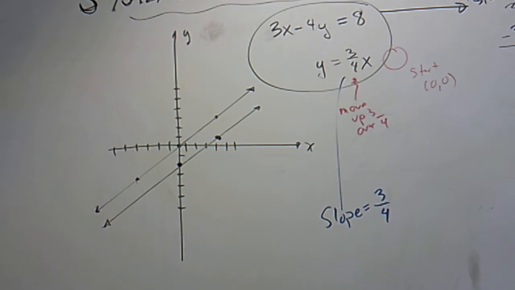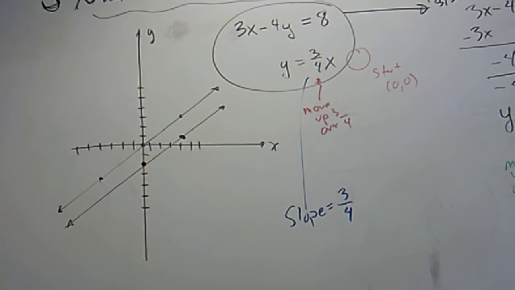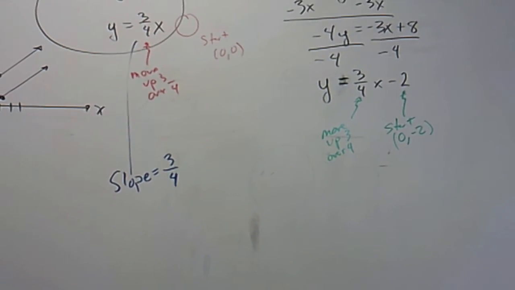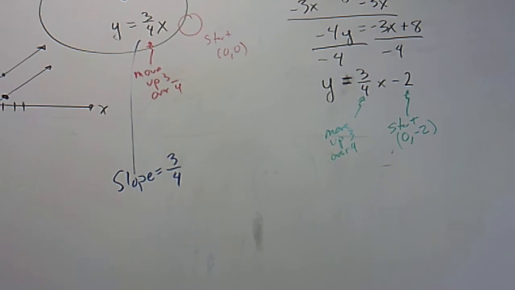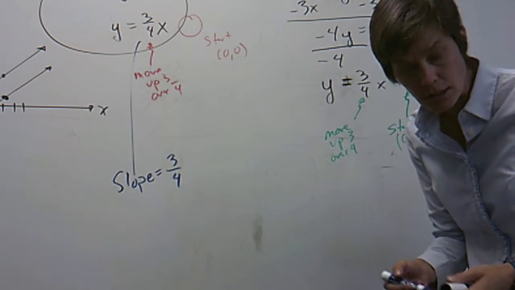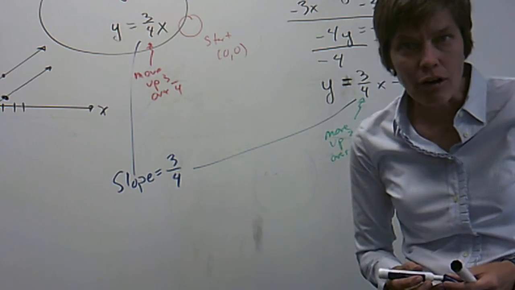What about our other line? We got to scooch a little bit on this one. Oh, there we are. Once we solved it and got it into slope-intercept form, we could see it more clearly, although we didn't need to. The slope exists no matter what. But what is this slope? 3 over 4.